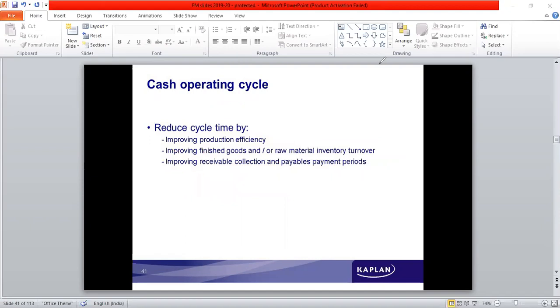To continue with the cash operating cycle, let us look at the ways in which the operating cycle can be reduced. The first one is improving production efficiency. Why are we looking at reducing the operating cycle?